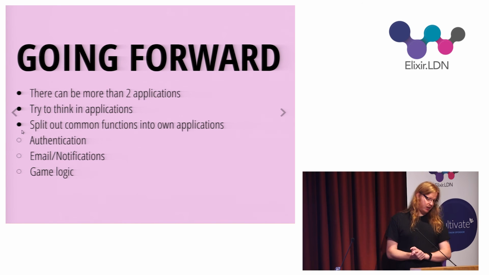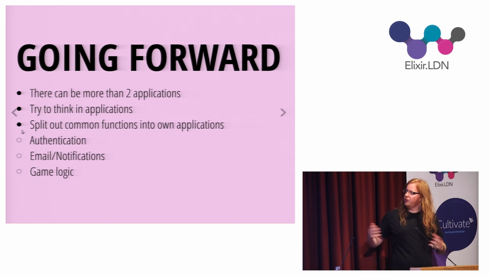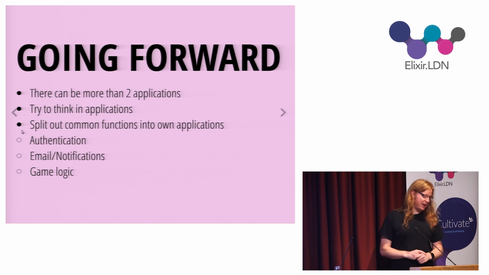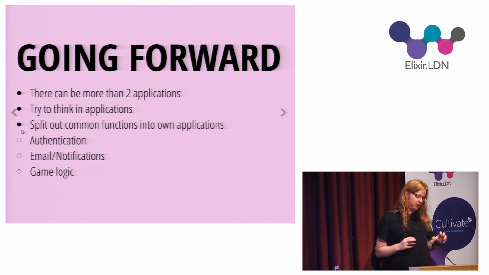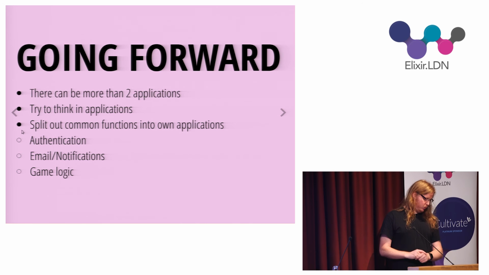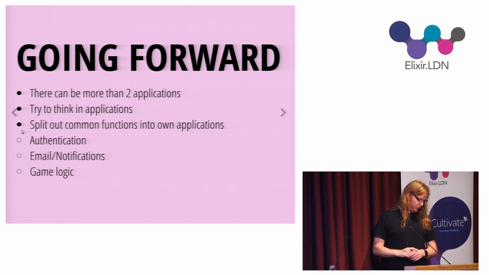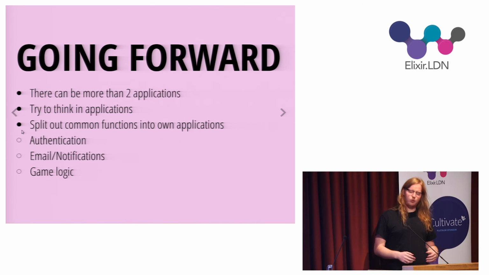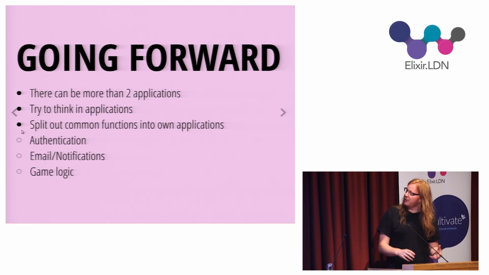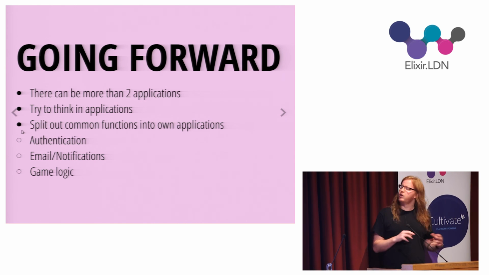So going forward, there can be more than two applications. I've used two in this because it was an easy example, but you can have many more. You can have as many as you want. You want to try and think in applications, and the same way you want to think in contexts or domains. So try and isolate them so that they only do one thing and do it well. And you want to split out your common functions into their own applications as well. Things like authentication are a good candidate for moving out into their own OTP application. Same with email and notifications, like push notifications, those are good candidates.